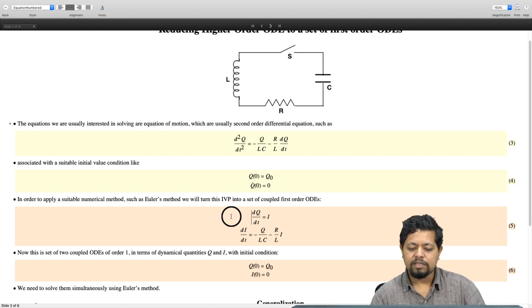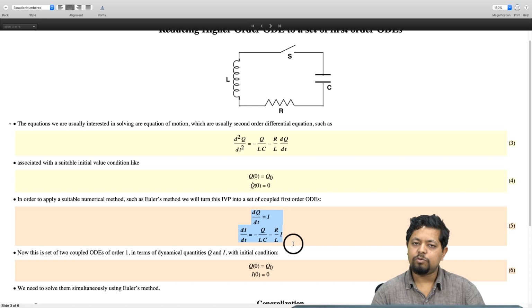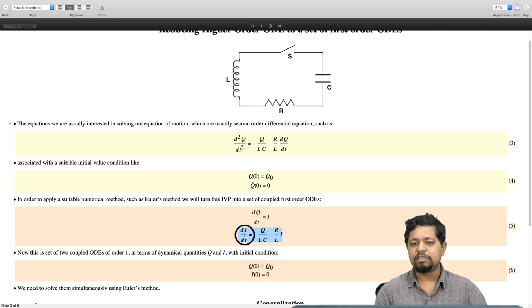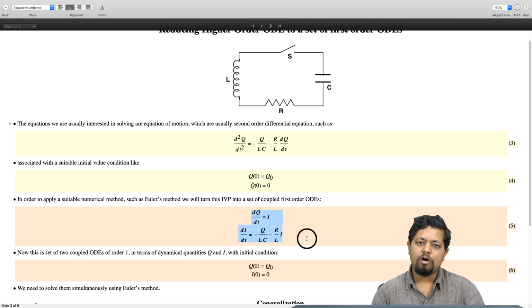Now the interesting thing is that these two equations, they're both first order in derivatives. This equation is first order in time, it has only dq by dt. This equation again is first order in time because it's got dI by dt. I itself is dq by dt, but we are not considering I as dq by dt. We are taking I as an independent variable, q as an independent variable, and we have got two coupled ordinary differential equations of first order.